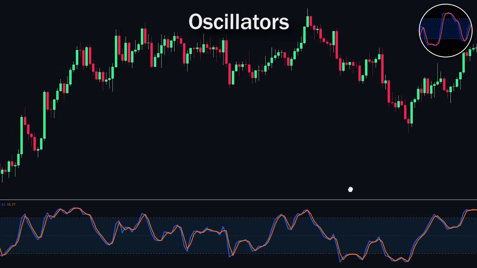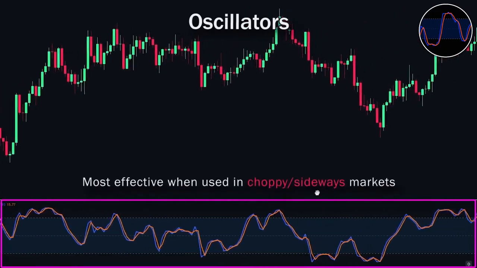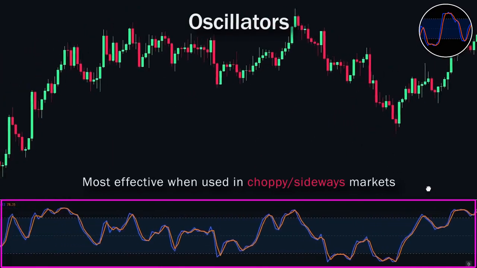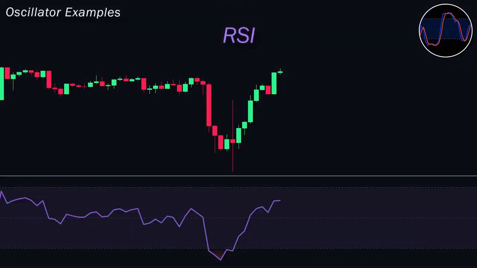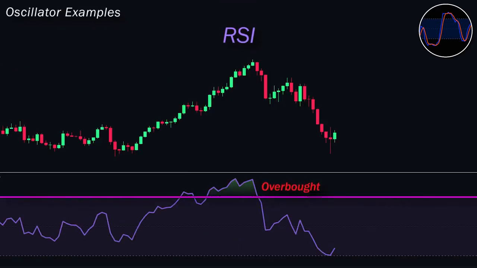Oscillators. These are the types of indicator that display the relative strength of a price. It is most effective when used on choppy or sideways markets. Most notable oscillators include RSI. When the line is in the oversold region, it indicates a possible reversal to the upside. If it's in the overbought region, it indicates a possible reversal to the downside.